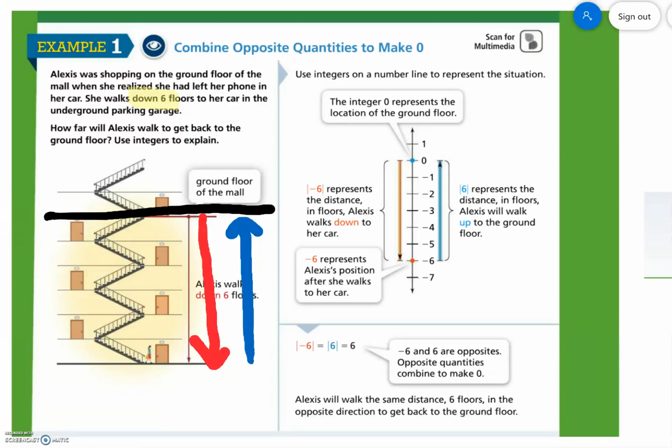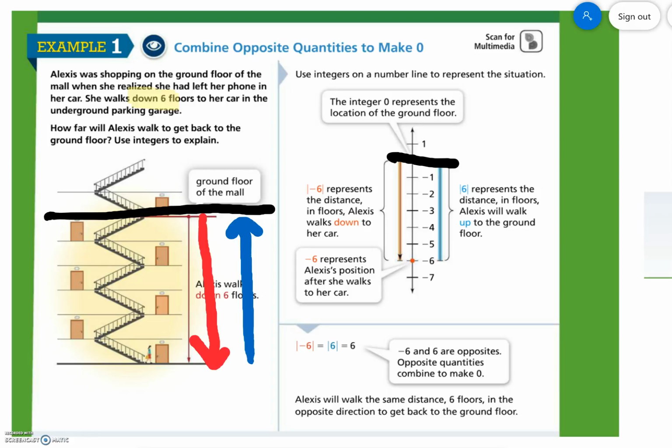So it says use integers and a number line to represent the situation. The integer 0 represents the location of the ground floor. The absolute value of -6 represents the distance in floors Alexis walks down to her car. -6 represents her position after she walks to her car. So we say absolute value because it is how far she walks. She walks a total of 6 flights, but we're going to use negative to denote that she is going down.